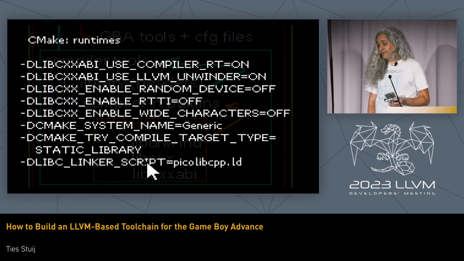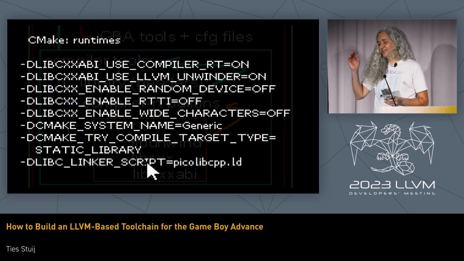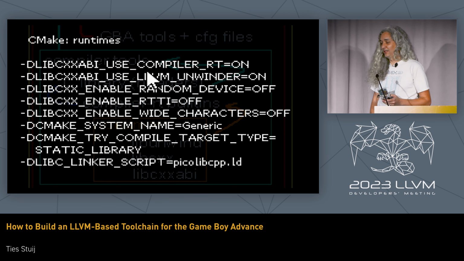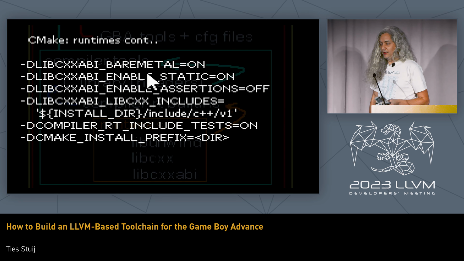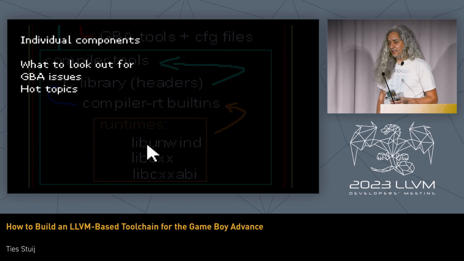Basically the same with runtimes. There are so many options to set for runtimes, especially. It's three things that you're building at the same time, and a lot of them look alike. One thing to note is set compiler RT to on, so it will actually use compiler RT. Tell it to use Unwinder. Let me see. I don't think this adds very much. Okay, moving on.